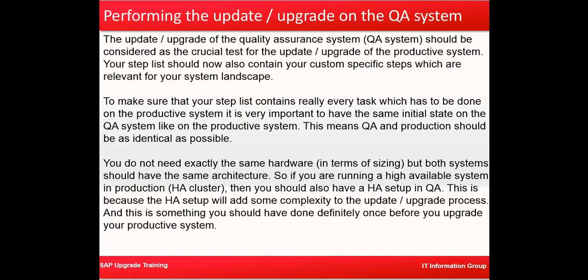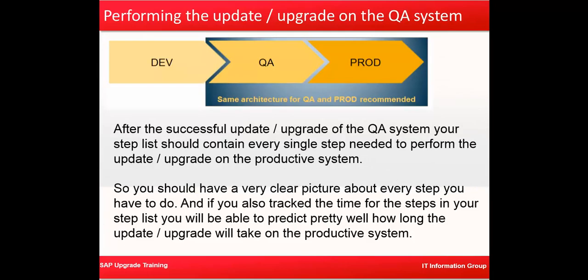So all the issues that you may encounter in your production system will already be sorted out in your QA system. You do not need exactly the same hardware, but both systems should have the same architecture. If you are running an HA system, then you should also have an HA system in QA. This is because an HA system will add more complexity to the upgrade process, and this is something you should have done definitely once before you upgrade your production system. Here you can see your dev, QA, and prod architecture; the same architecture is recommended for both.